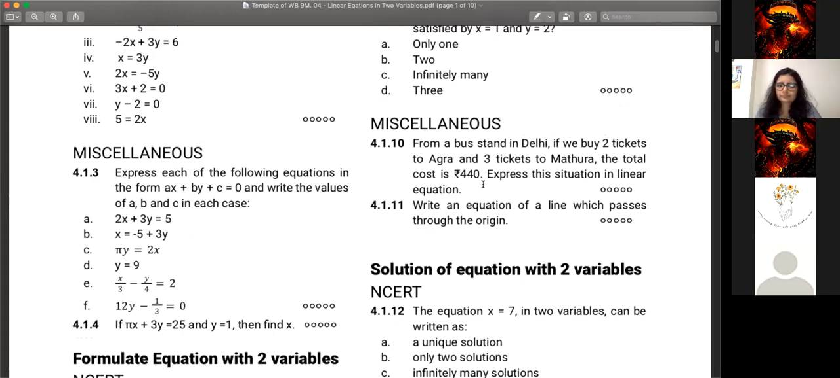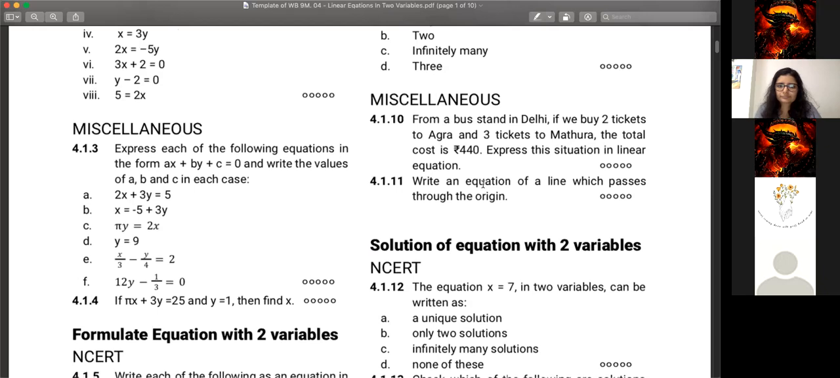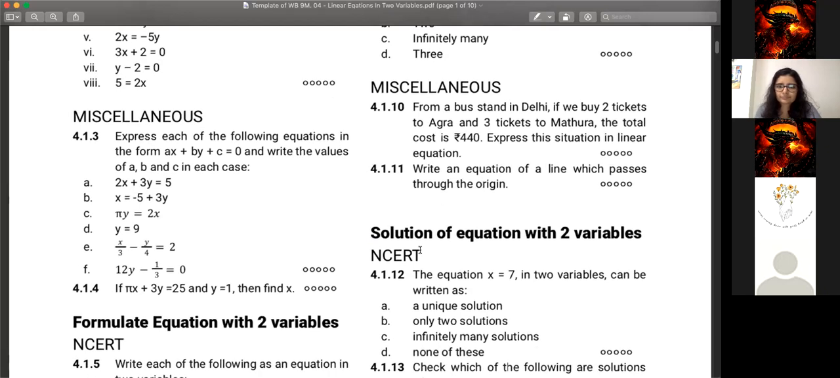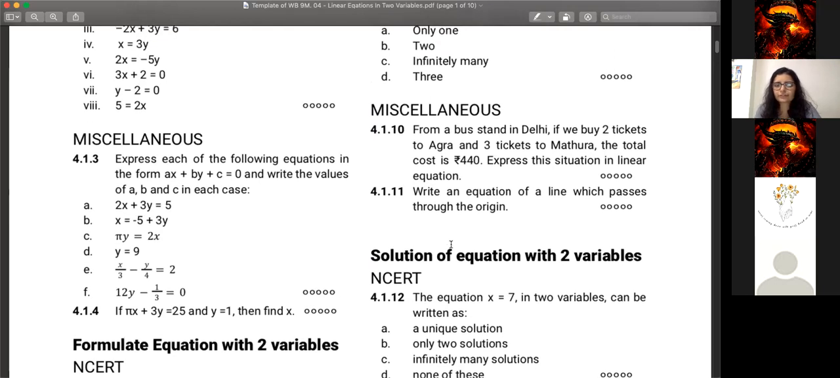Ma'am, in the 12th question, there's an option unique solution. I think I've kind of forgotten what a unique solution was. We'll get into that.